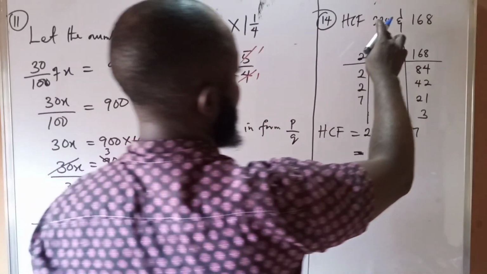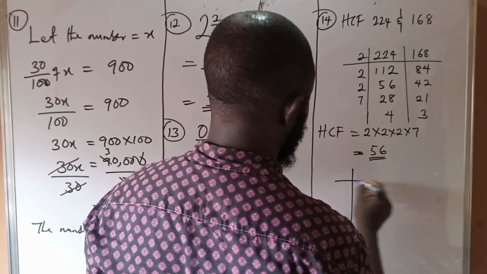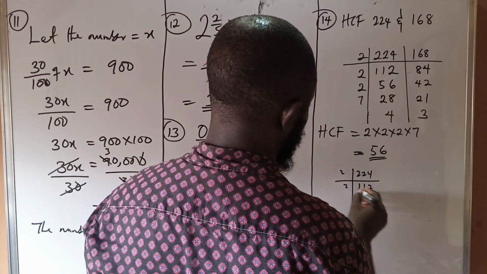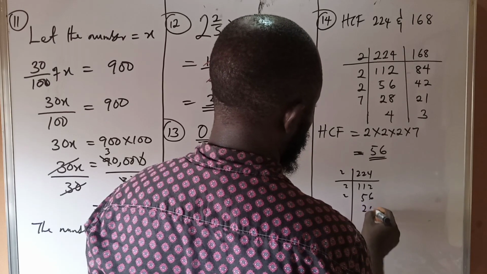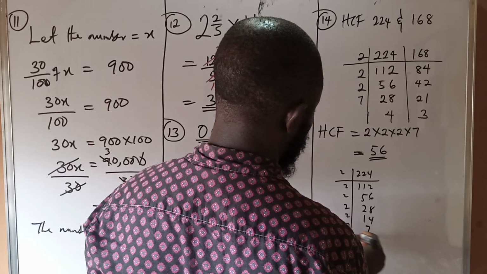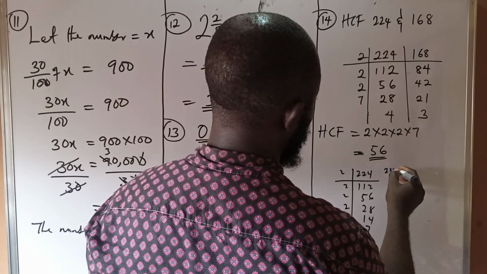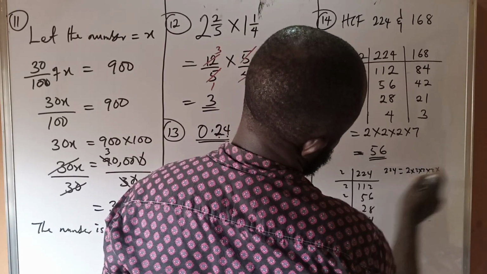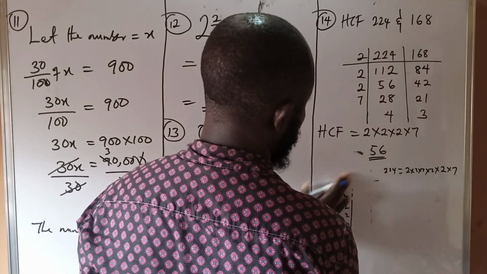So another method is for us to express these as products of their prime factors. So we make use of this: 224, divided by 2 is 112, 2 into 112 is 56, 2 into 56 is 28, 2 can still go, 14. 2 can still go, 7. 7 can go, 1. So this one will give us 2 times 2 times 2 times 2 times 2, 5 times, times 7. For the second one, we do the same thing.